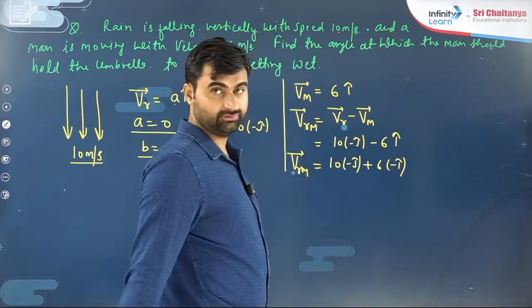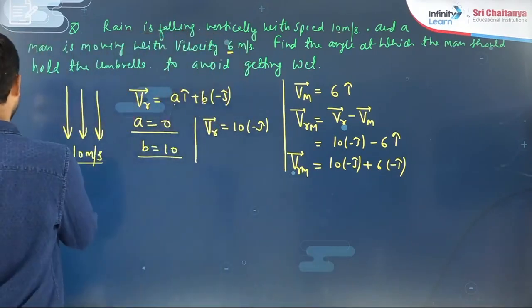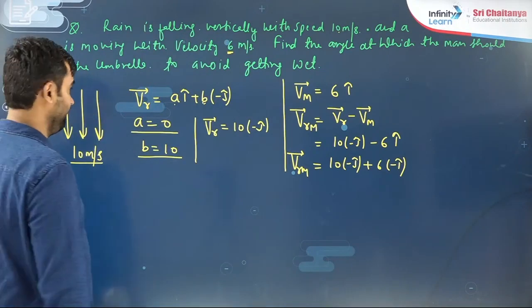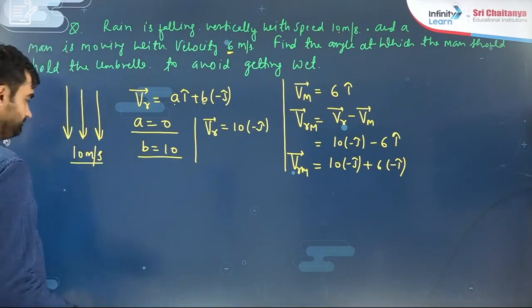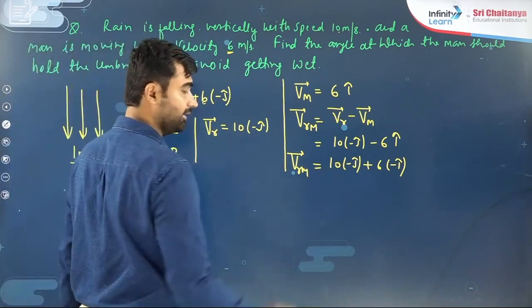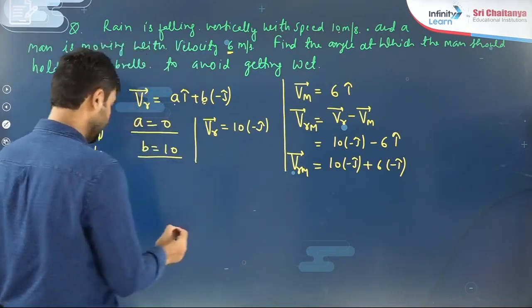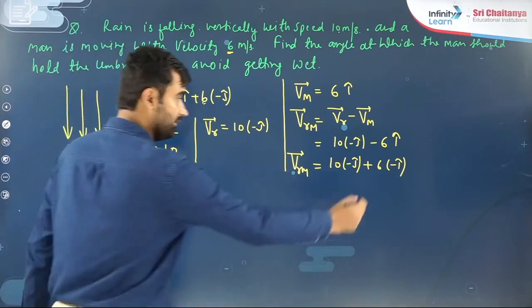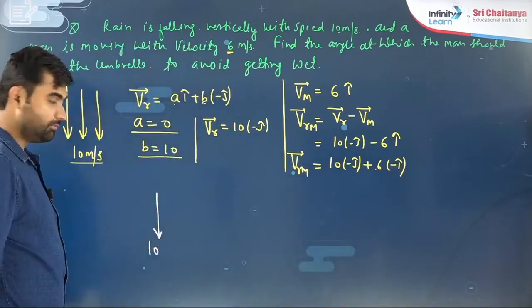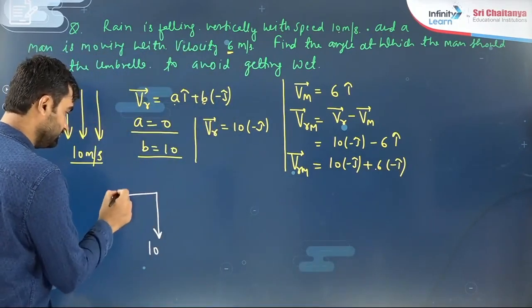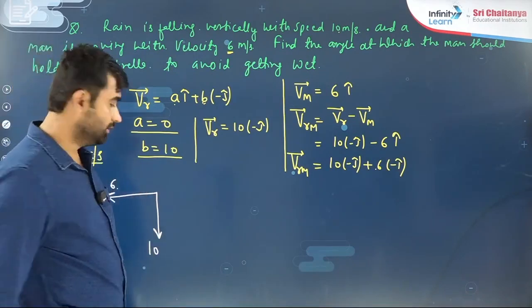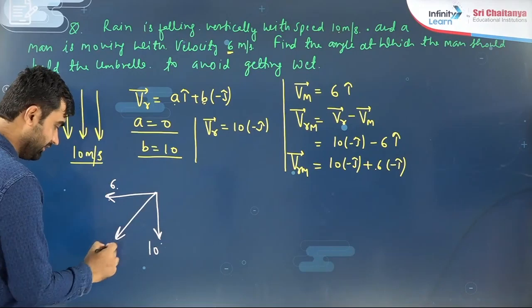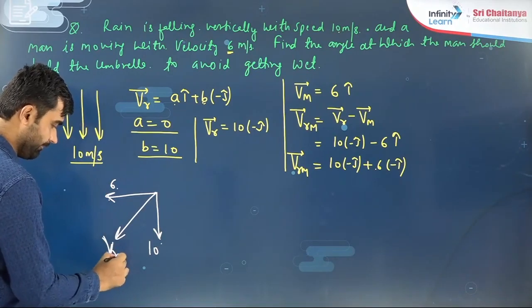Now draw the graph of VRM. So how will we draw the graph? Understand, 10 minus j cap. So this is 10 minus j cap. Agree or not? Then 6 minus I cap. This is 6 minus I cap. Now the resultant of both, so this is the resultant velocity, means this is VRM.